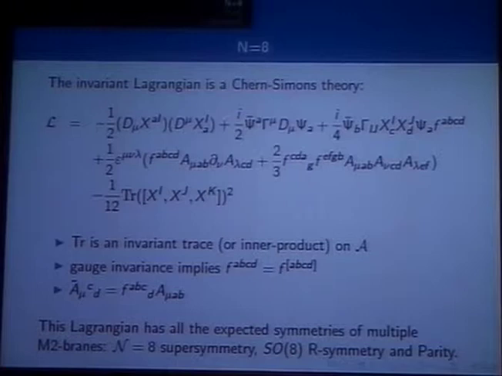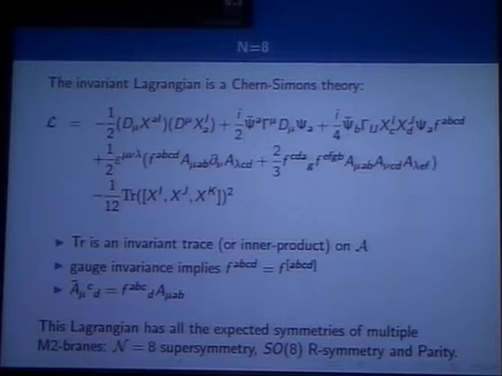Well, you can go ahead and construct an invariant Lagrangian, and it's of this Chern-Simons type, the type that was discussed by Schwarz. Except there are some important differences. You get this, what we called originally a twisted Chern-Simons term. Of course, everybody knows now it's not twisted. It's just two different gauge groups at opposite level.